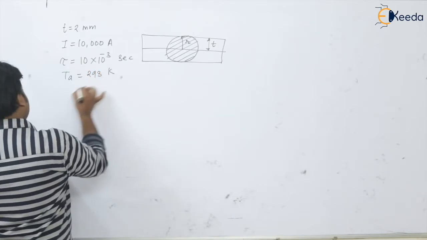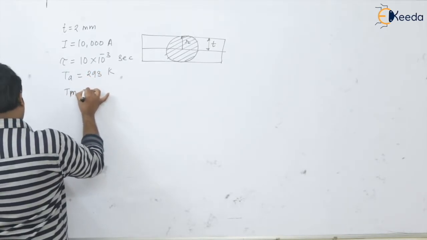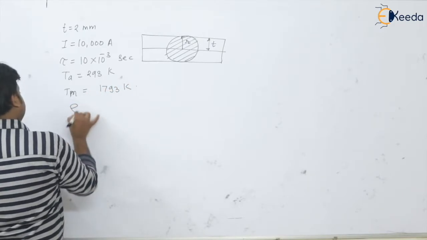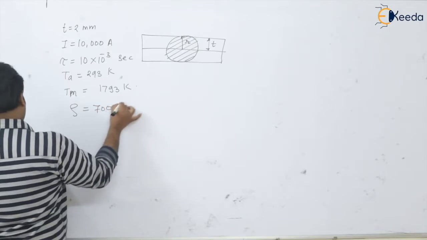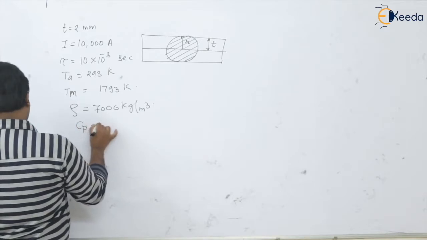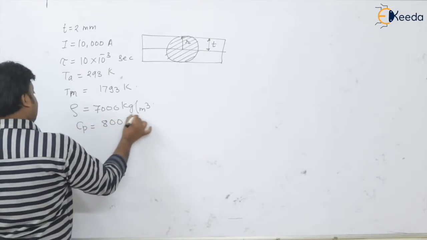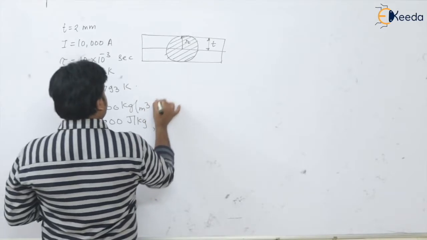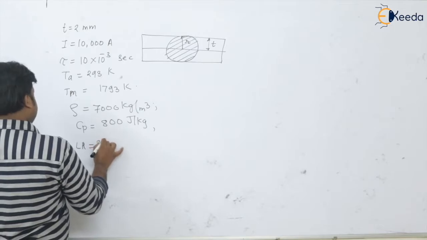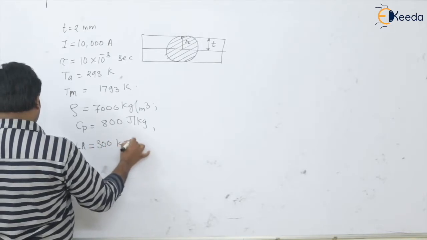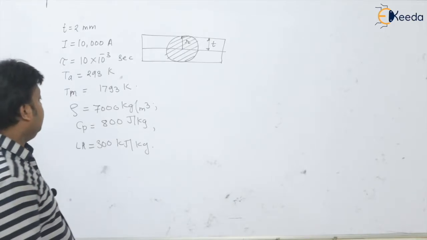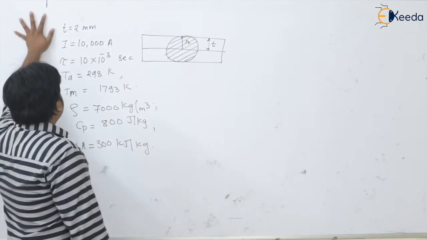Okay, fine. Ambient temperature 293 Kelvin, melting point temperature 1793 Kelvin, density 7000 kg per meter cube, and specific heat 800 joule per kg Kelvin. Here latent heat is also given as 300 kilojoule per kilogram. And what they are asking is the efficiency, the melting efficiency.